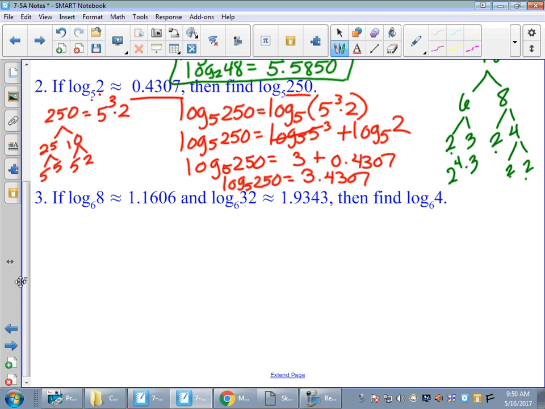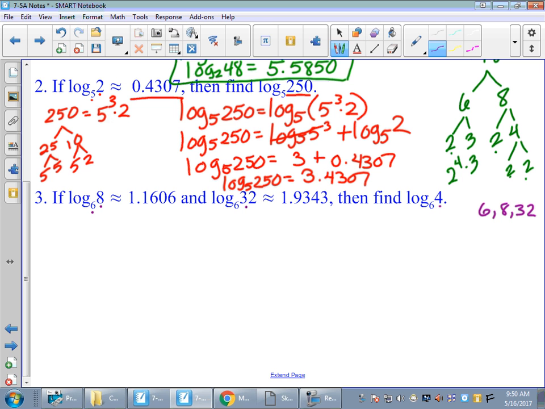Okay, and the next one, they gave us a couple of values. So they gave us the value. We can use 6, 8, and 32. We have 3 numbers that we can use. And we got to come up with 4. So using 6, 8, and 32, I got to come up with 4. All 3 of those numbers, 6, 8, and 32, are larger than 4. So I'm assuming a division is going to occur here.